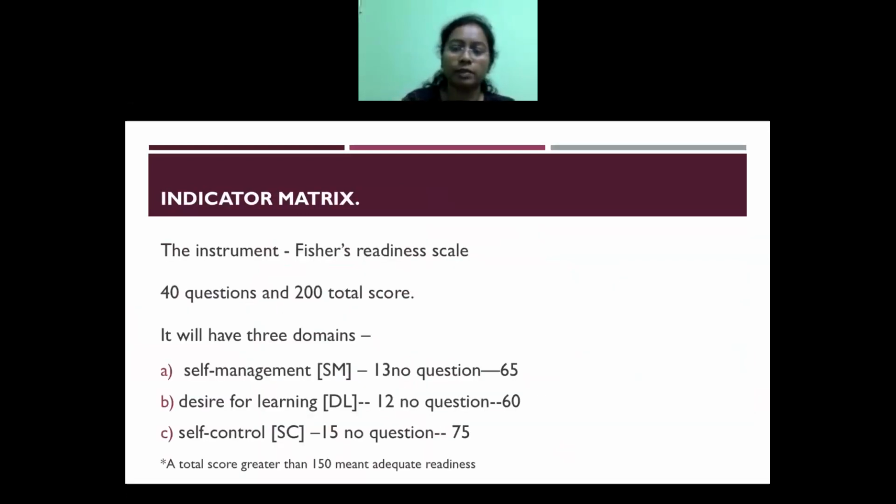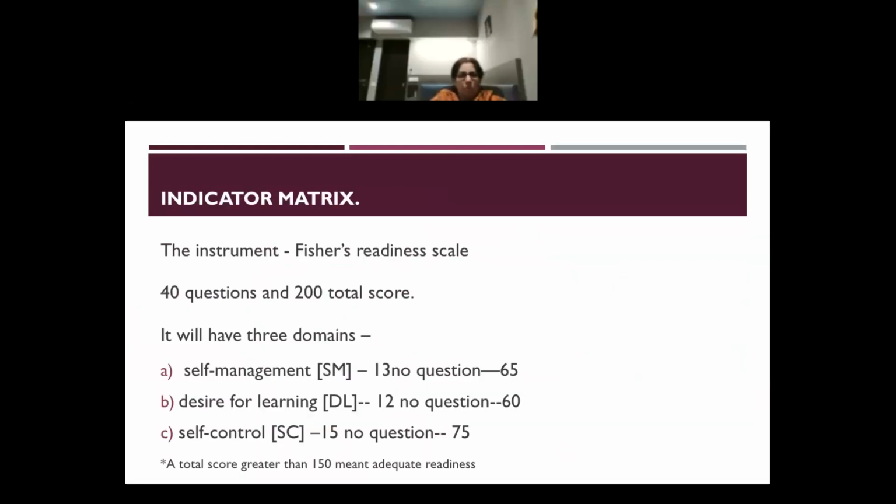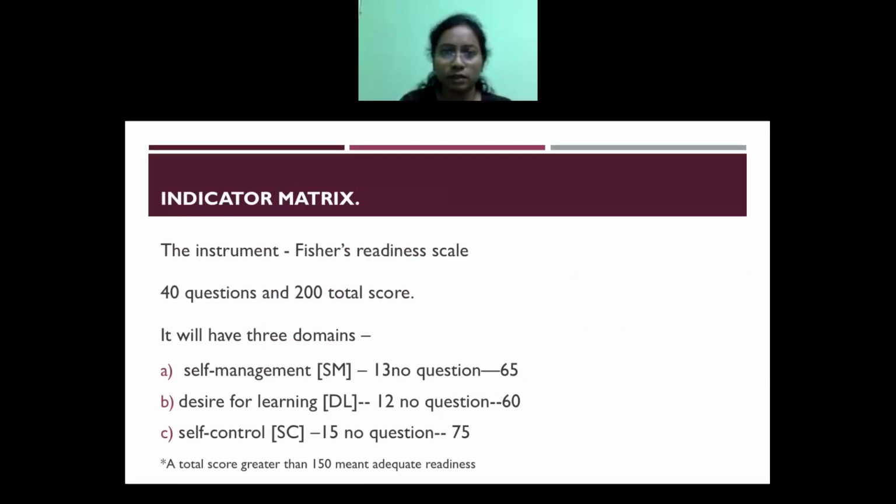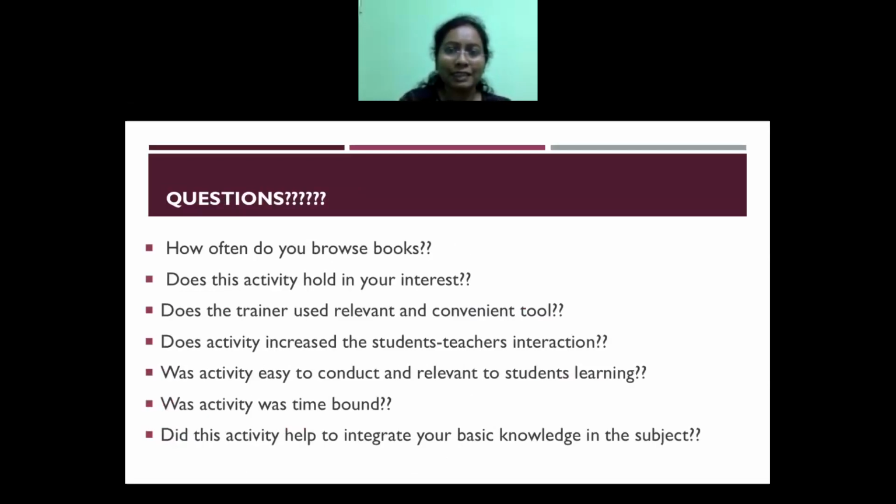The indicator matrix: the study will be assessed using Fisher's readiness scale, where 40 questions will be given in a questionnaire form, a Google form, with a total score of 200. This will have three domains. The first segment will cover self-management, comprising 13 questions. The second is desire for learning and self-control. This is an example of how those questions will be set on the Google form.